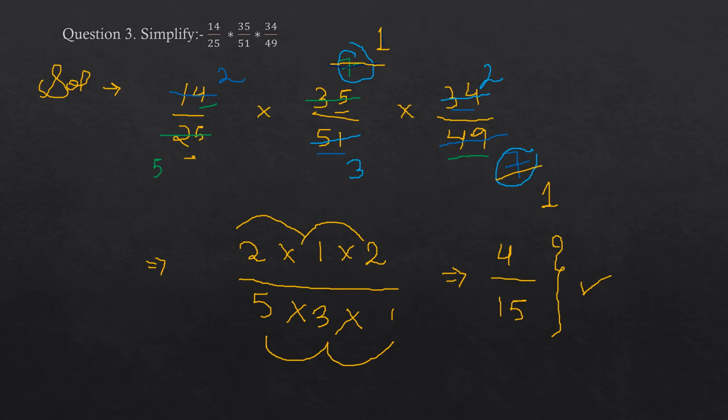Okay, now let's proceed to the next question, and the question is, which is greater, 2 by 7 of 3 by 4 or 3 by 5 of 5 by 8? Sorry, 3 by 5 of 5 by 8. So let's solve this question.